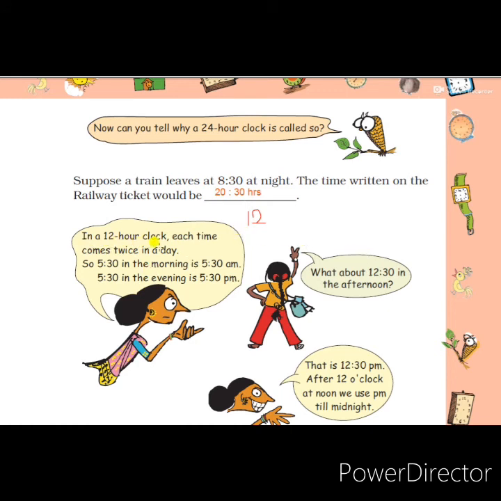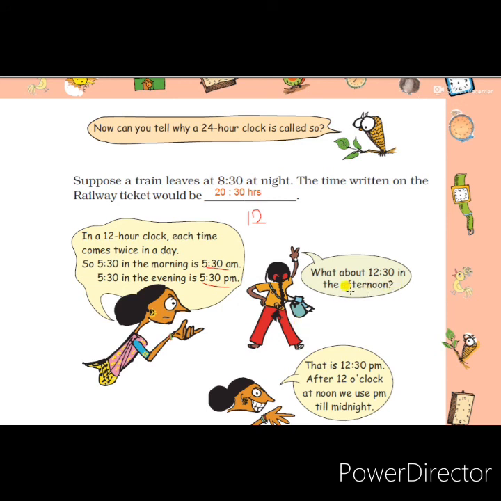In a 12-hour clock, each time comes twice a day. So 5:30 in the morning is 5:30 AM and 5:30 in the evening is 5:30 PM. Students, we know that the day is divided into two parts. From 12 o'clock midnight to 12 o'clock noon, that is AM, and from 12 o'clock midday to 12 o'clock midnight, it is PM. So one time comes two times in a day. That means 5:30 in the morning is 5:30 AM and 5:30 in the evening is 5:30 PM.